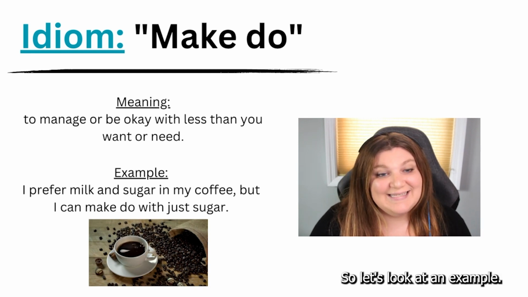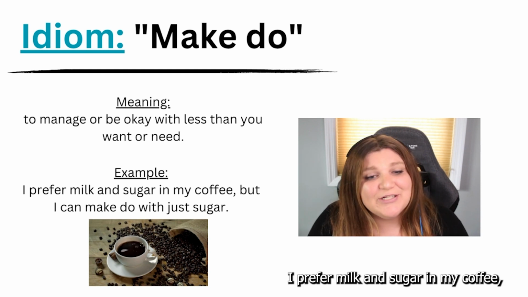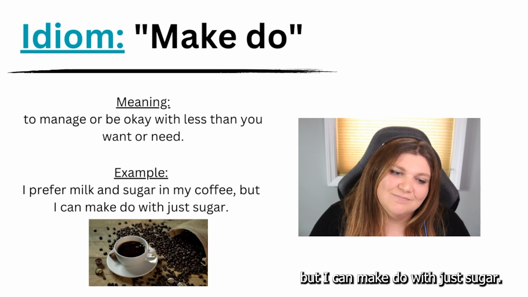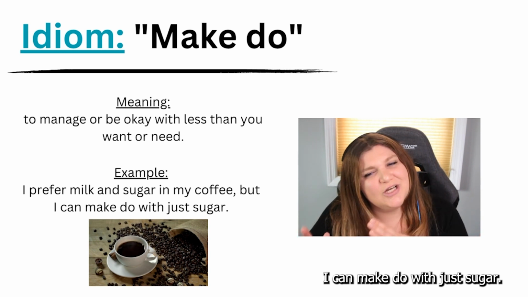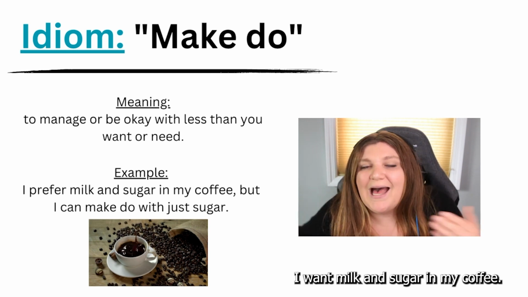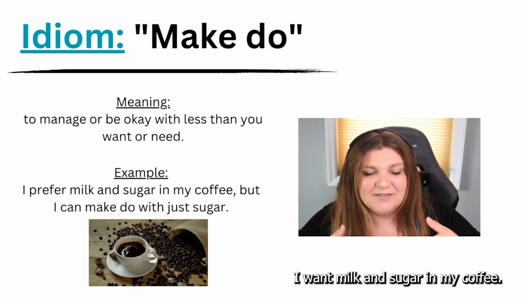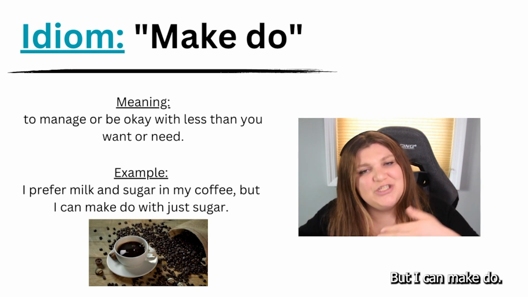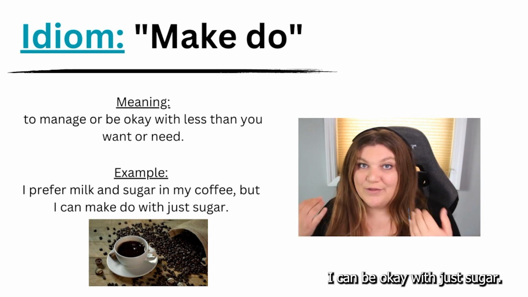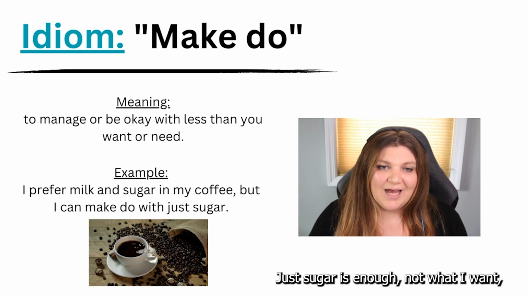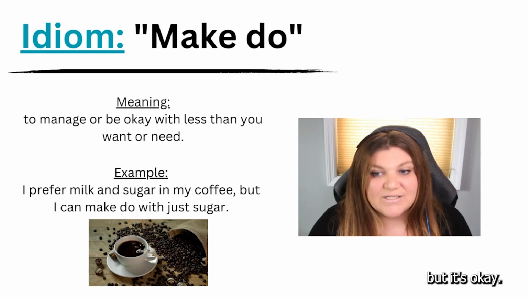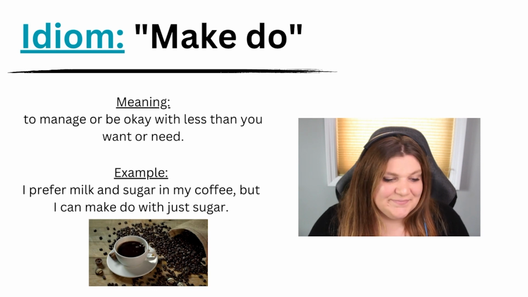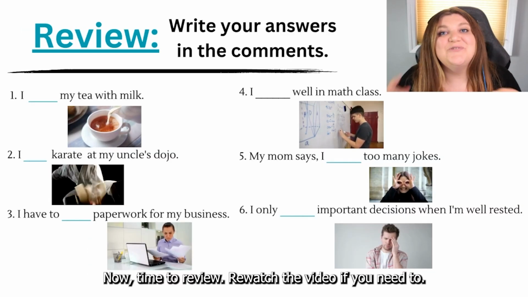So let's look at an example. I prefer milk and sugar in my coffee, but I can make do with just sugar, with only sugar. I want milk and sugar in my coffee. That's what I want for me. But I can make do. I can be okay with just sugar. Just sugar is enough. Not what I want, but it's okay. I can deal with that. To make do.